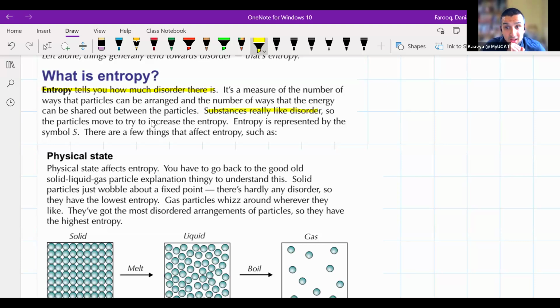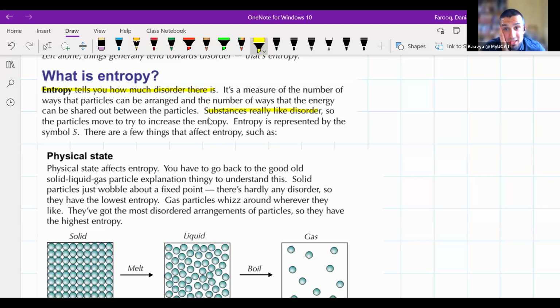So disorder generally increases. If you were to walk into your classroom and just start to throw chairs and tables in the air, they wouldn't just magically fall down in a nice ordered fashion, would they? It would be in a disordered way. So that's a way of remembering that entropy, generally things tend towards disorder.